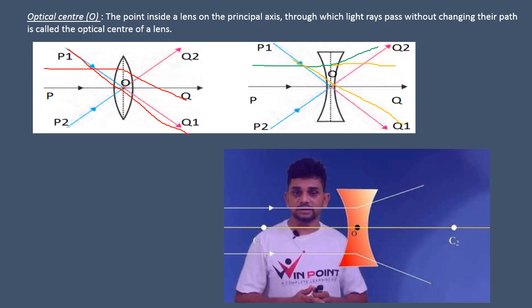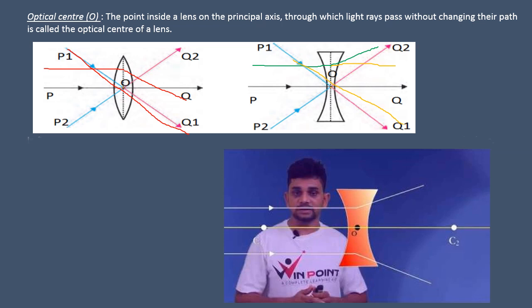And again, it is on the principal axis. So there are two conditions for the optical center. That point has to be inside the lens, and it has to be on the principal axis. When light passes through such a point, that light ray passes without changing its path, meaning there will be no deviation, it will go straight, and that point is called the optical center. I hope you are clear about this point. Just read the definition once again.